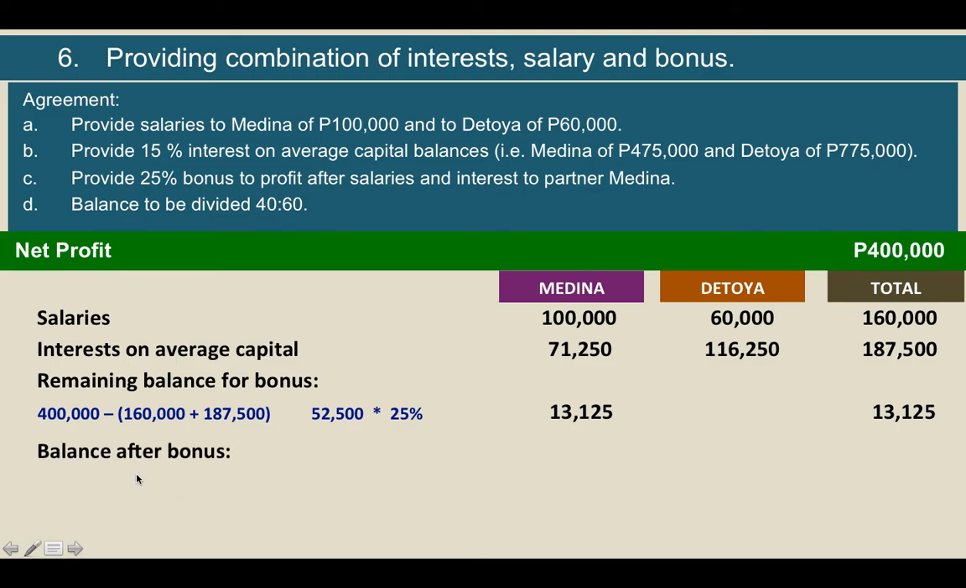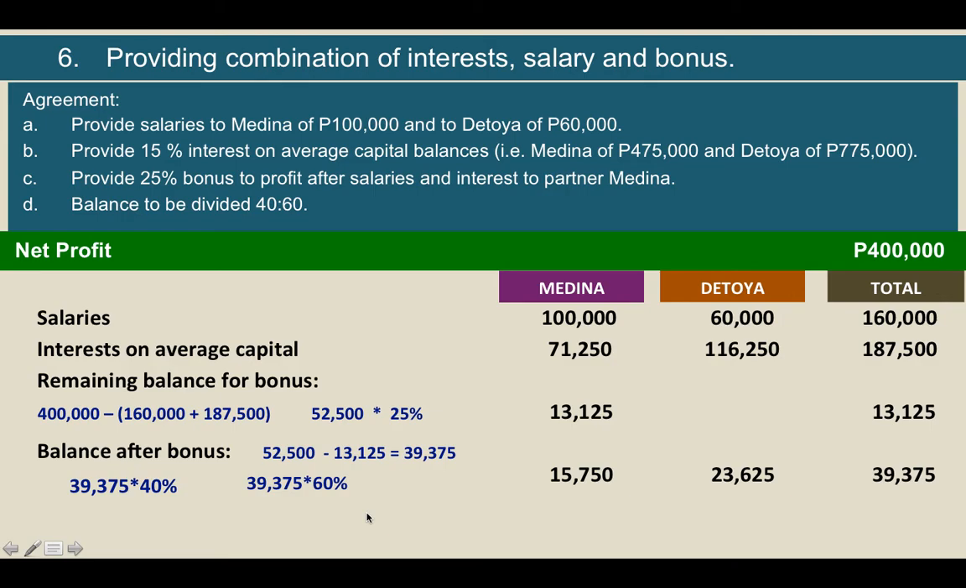And the balance after the bonus, because it has to be divided 40-60. So we have to determine how much is the remainder after giving bonus. So 52,500 minus the bonus of 13,125. We still have 39,375. So we will distribute this 40% to Medina and 60% to Ditoya. So 40% of 39,375 is 15,750, and 60% of 39,375 is 23,625, for a total of 39,375.